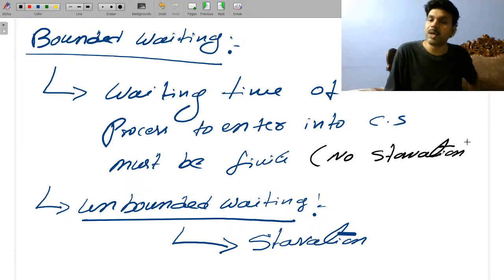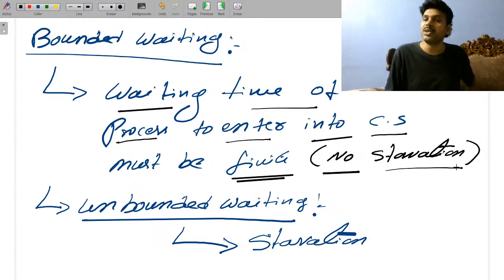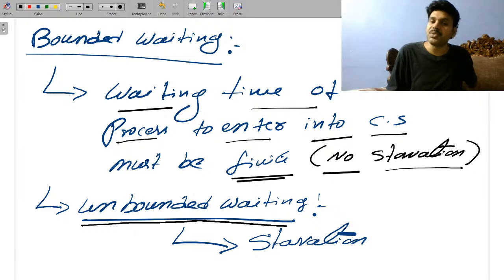Because I know when I am going to get the chance, my waiting time is what? Finite. So the waiting time of the process to enter into the critical section must be bounded, also called finite. Therefore, there is no starvation. I know when I am going to get a chance. But if you have indefinite time to access your critical section, it leads to what? Starvation in this case.